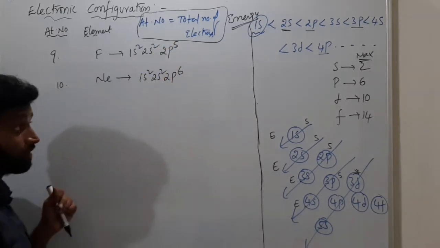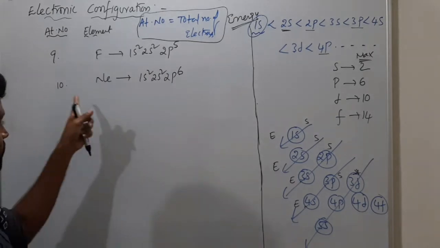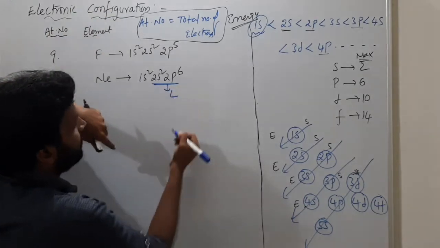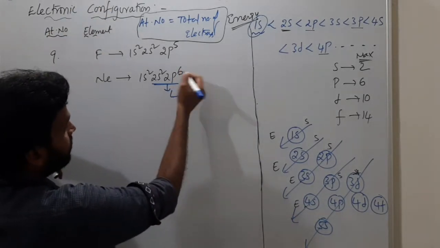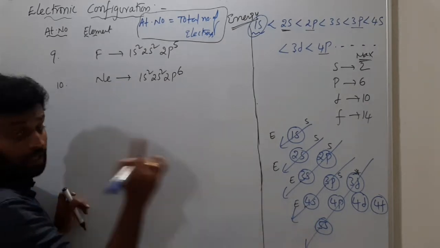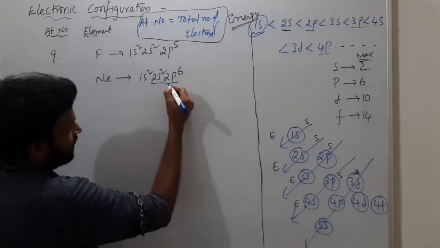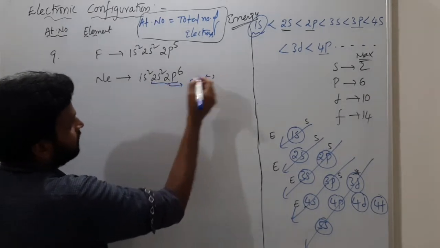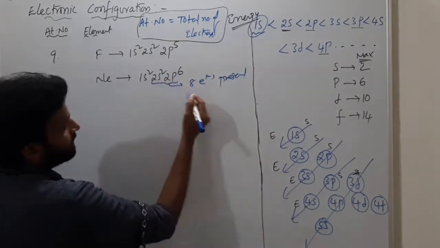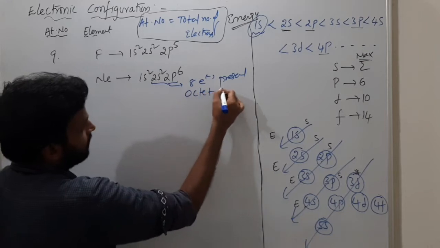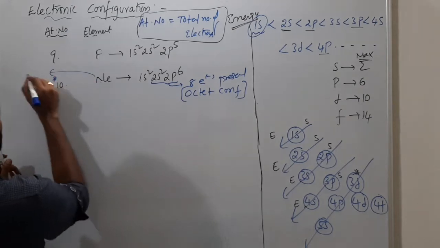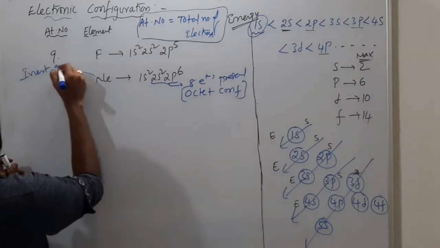Like that I'll ask you questions. In neon, the differentiating electron enters into what shell? The L shell. Differentiating electron enters into what subshell? 2p. Like that I'll ask you. And one more thing: if the last shell consists of 8 electrons, 2 plus 6, 8 electrons, that is called octet configuration. So that's why neon is an inert gas.